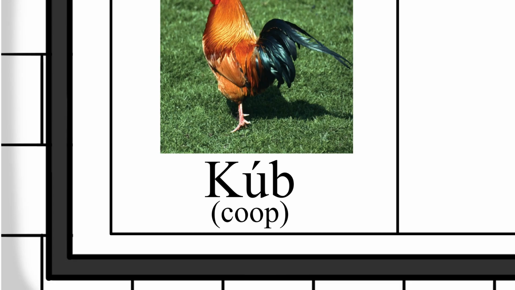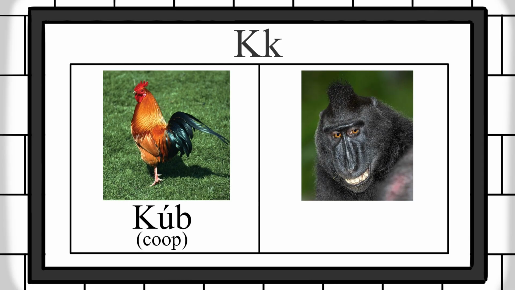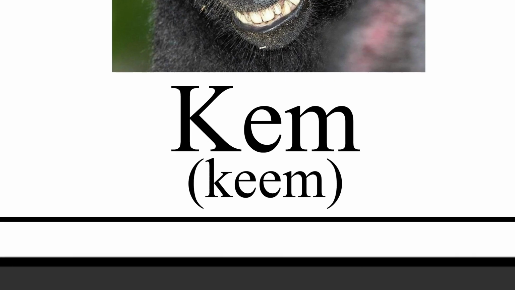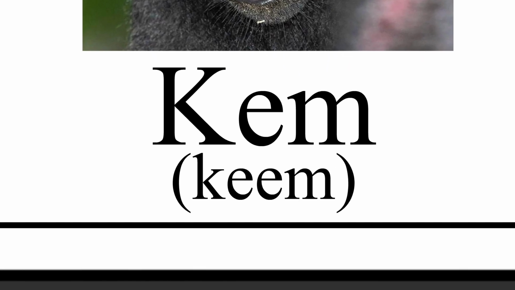Up next is K, and the first example of which is chicken, which is pronounced coop, coop. Don't say it like coob or cub, it's coop. And then there's a monkey, which is pronounced Keem. The E there is more of a pronunciation of two E's rather than one, so keep that in mind.